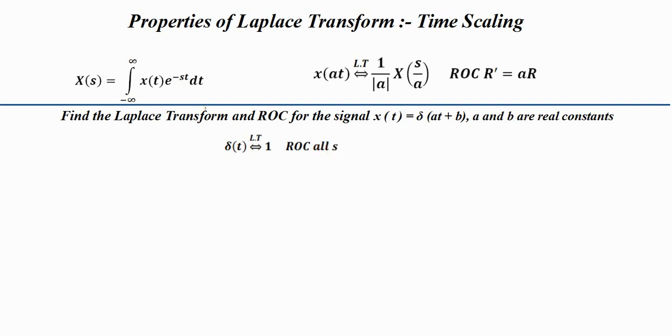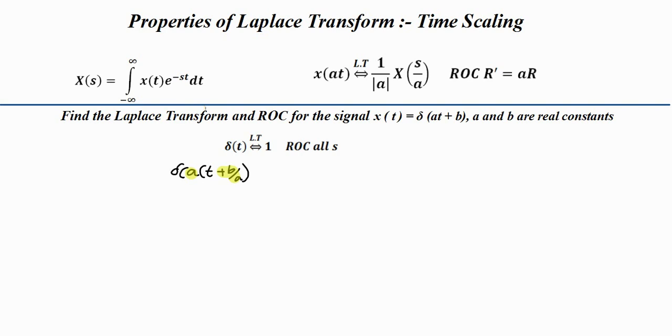Now we need to find the Laplace transform of the signal del of at plus b. But in order to apply the property, first we need to rewrite this equation. If you take a common, then you can write t plus b by a. So now it's a scaled version, just like in a del of at form. But if you directly apply the scaling property, there is also shifting. So here you can see that there is a shift.